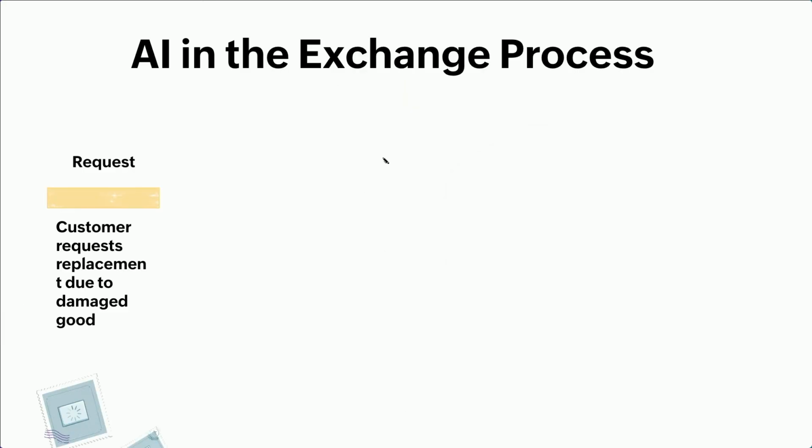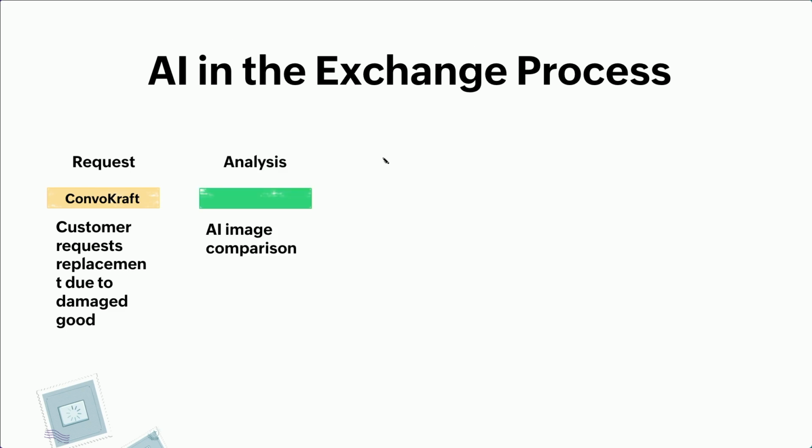So AI in the exchange process, the request was through Combo Craft. That's a tool within Catalyst to create natural language conversations between individuals. The analysis uses image and object comparison. Again, a Catalyst tool to understand, for example, the box is damaged, or the good is broken. If there's a big old dent and you have an image of a normal square cardboard box, just do the exchange. They may just want a new package.